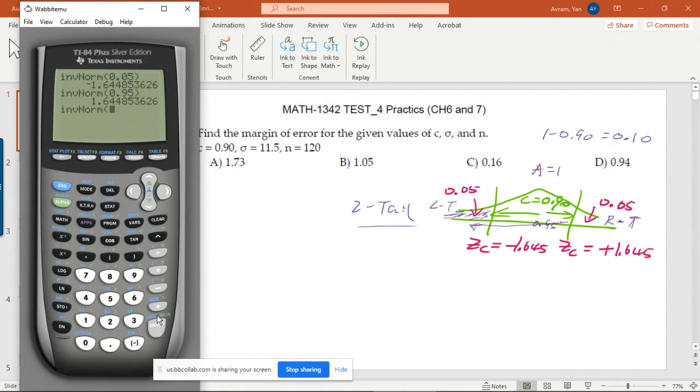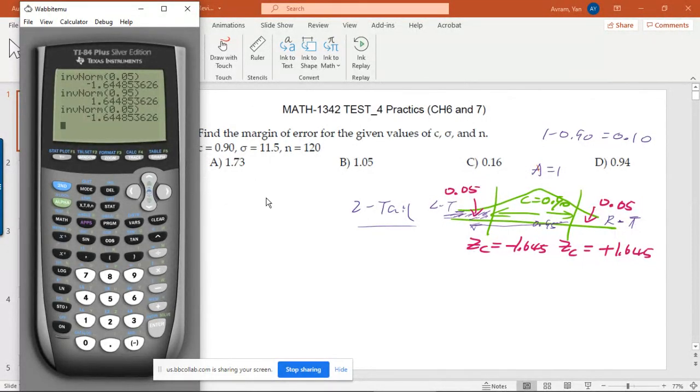Okay. And inverse norm, sometimes some calculator interfaces might be a little bit different. Yeah, it just pulls up the area. Yes, and you just type the area to the left, which is 0.05, and then leave the rest as default. Sigma will be 1, mu will be 0, and leave the rest as default. Okay, got it.